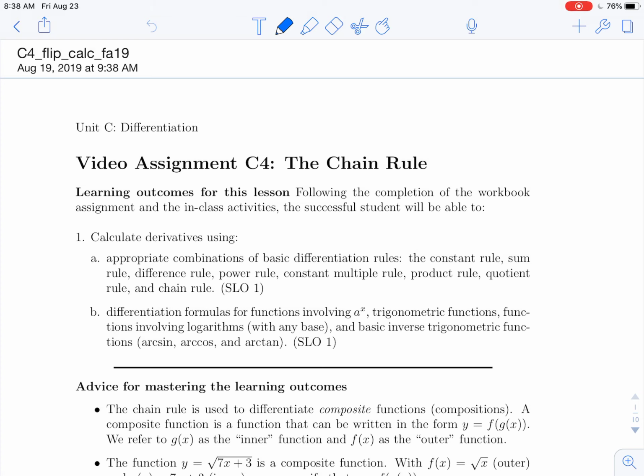Video assignment C4, the chain rule. Learning outcomes for this lesson.